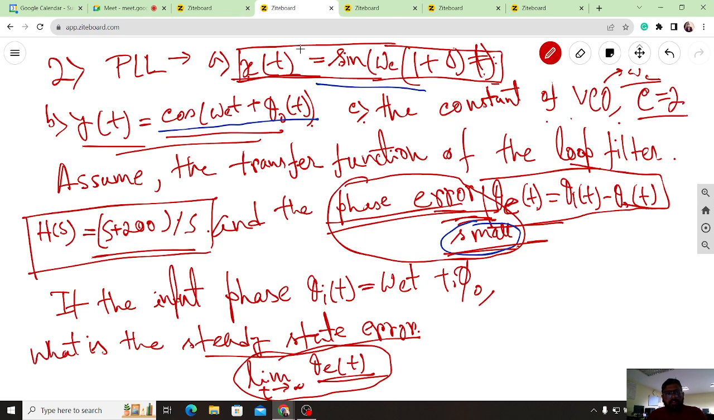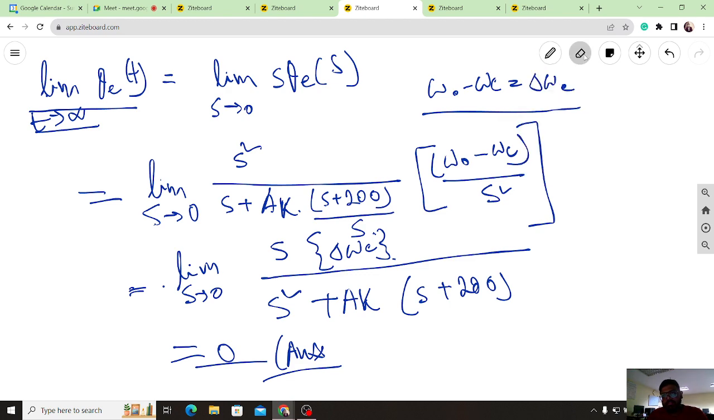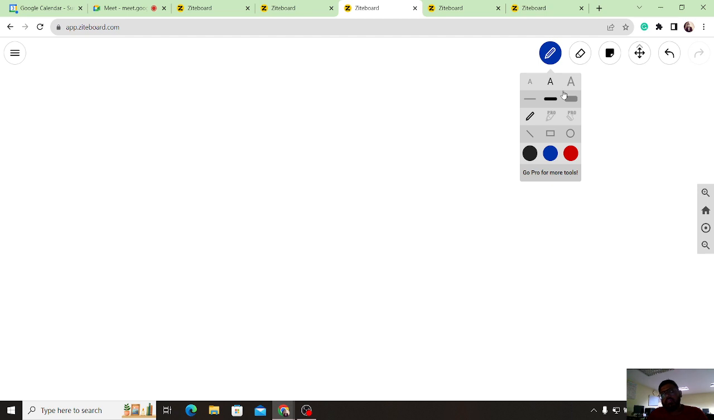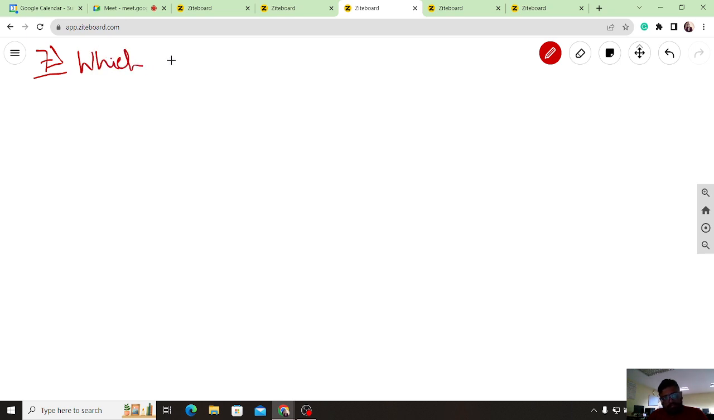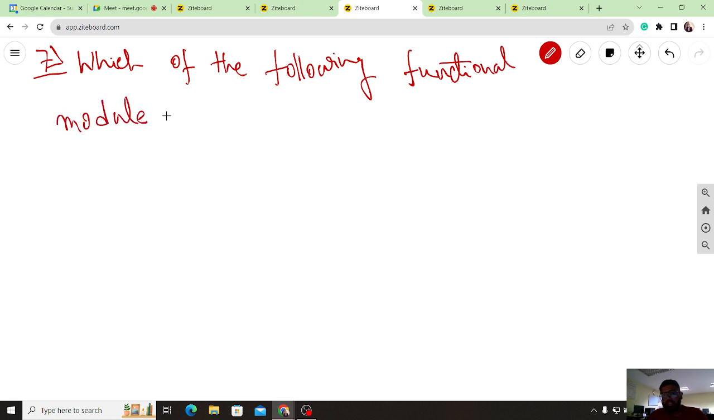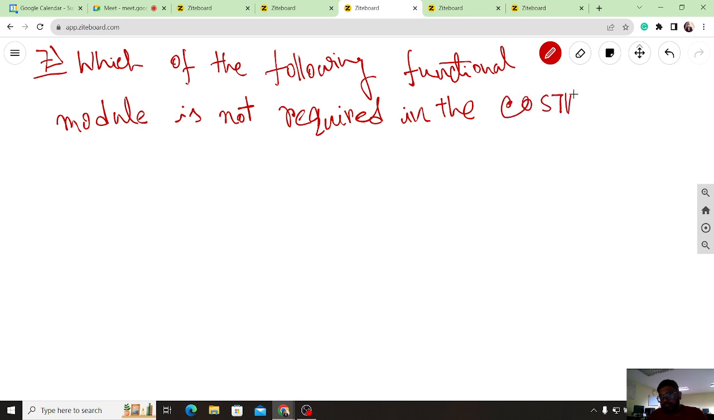Okay, now let us move to question number 7. Question number 7 is some sort of MCQ question. It says, which of the following functional modules is not required in the Costas loop for a DSB-SC signal.